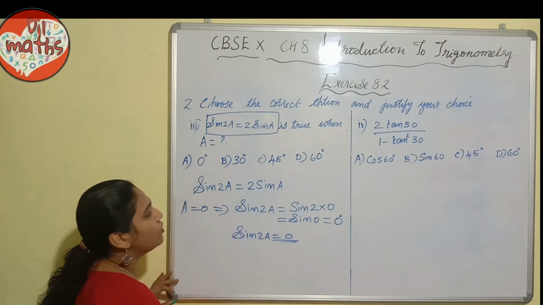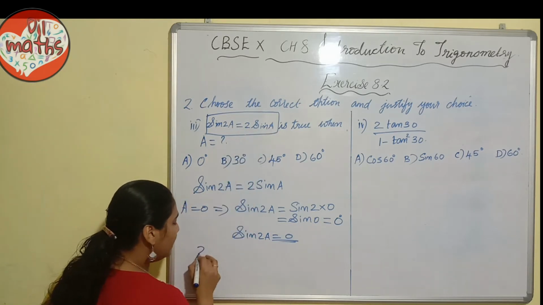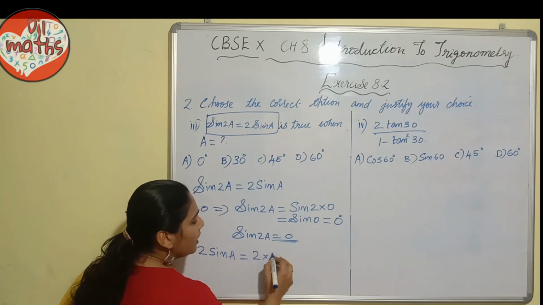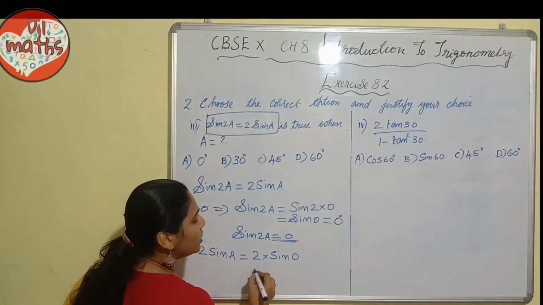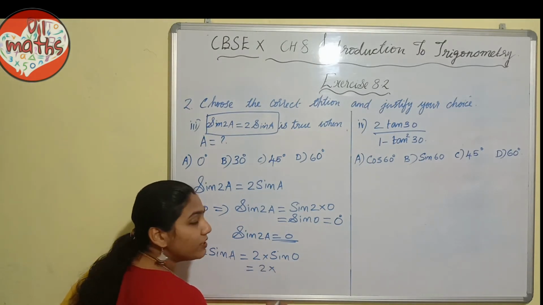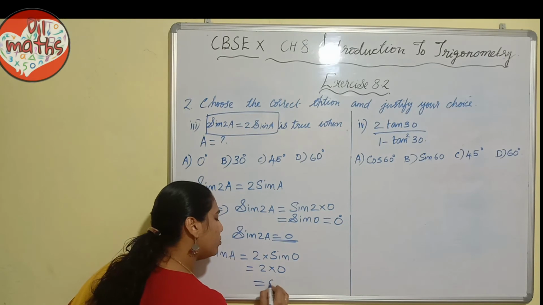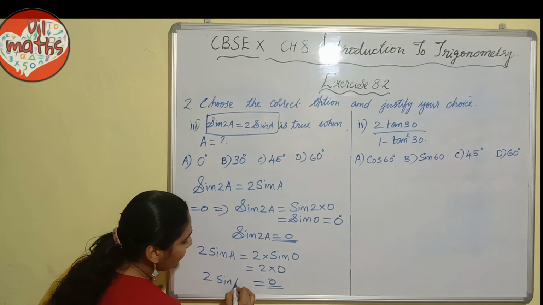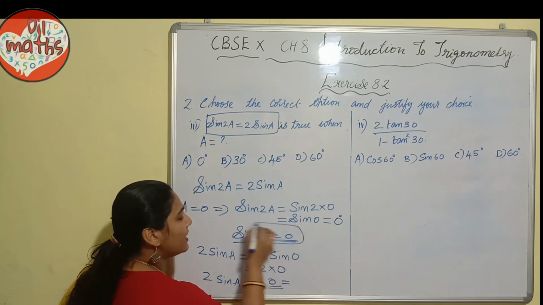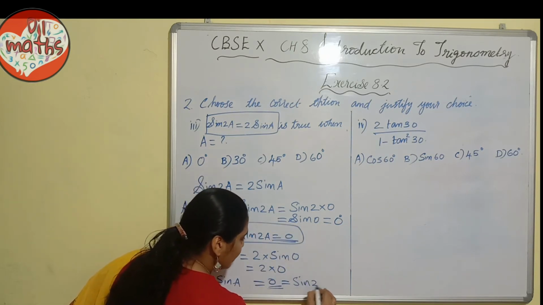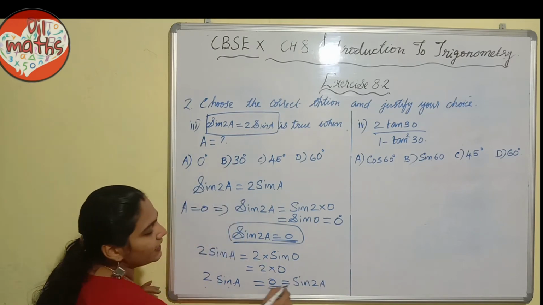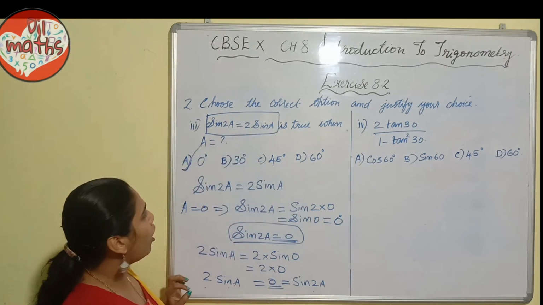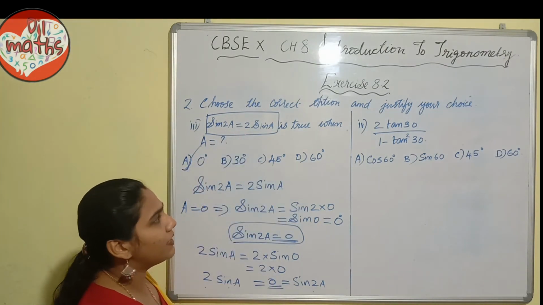Okay. And next one we have to find 2 sin A. So what is 2 sin A? 2 into, instead of A we have to write 0. 2 into sin 0. Sin 0 is equal to 0. So 2 into 0, that is equal to 0. So what we got? 2 sin A is equal to 0. That's equal to what we got? Sin 2A, isn't it? So from this what we got? 2 sin A is equal to sin 2A when A is equal to 0. So what is our answer? A is equal to 0. So option A is our answer.